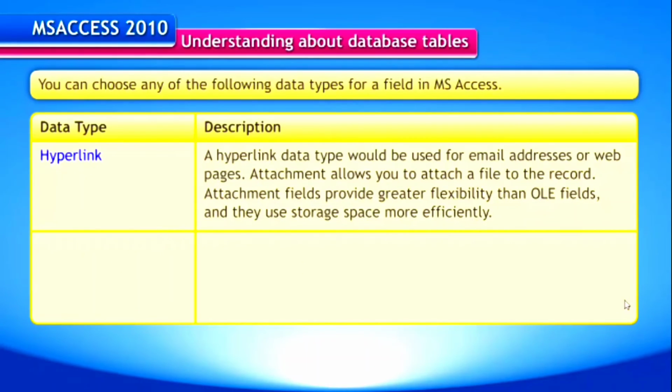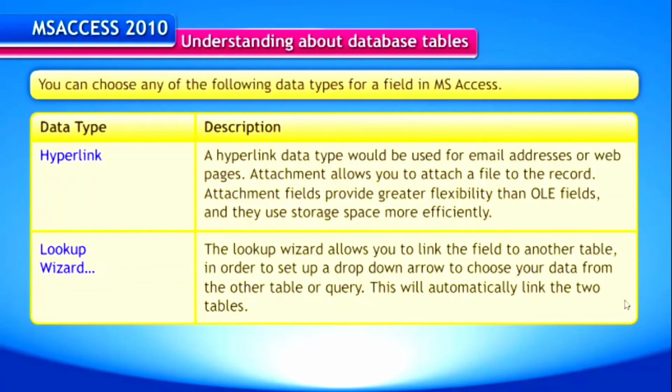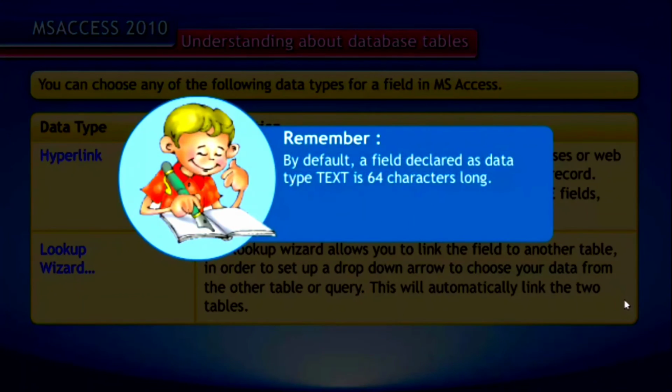Hyperlink. A hyperlink data type would be used for email addresses or web pages. Attachment allows you to attach a file to the record. Attachment fields provide greater flexibility than OLE fields, and they use storage space more efficiently. Lookup wizard. The lookup wizard allows you to link the field to another table in order to set up a drop-down arrow to choose your data from the other table or query. This will automatically link the 2 tables.